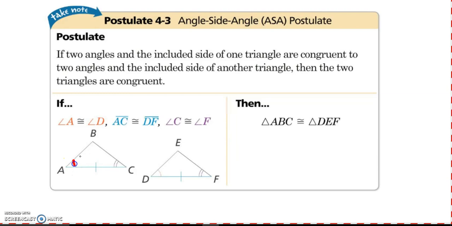So it's basically saying that angle A and angle C make a sandwich with this side. So those angles are in between that side, so that's an included side. Angle, side, angle, and the same thing over here, angle, side, angle. So once you have that, then you can prove that the triangles are congruent and write our congruency statements.